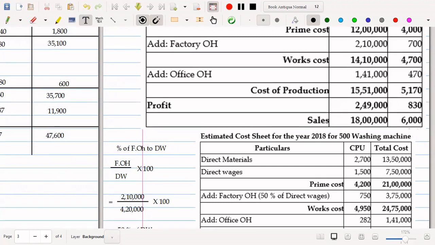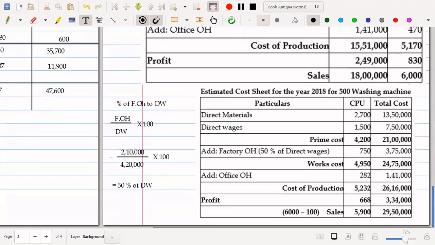You can see here, factory overhead on direct wages of 4,20,000 is exactly 50%. So that is 50% of direct wages. Last year, factory overhead is 50% of direct wages. So this year also you have to continue as it is. This year also you have to see factory overhead will be 50% of direct wages. So 50% of direct wages we have taken here, and we have calculated works cost.